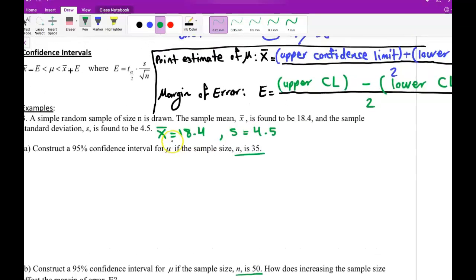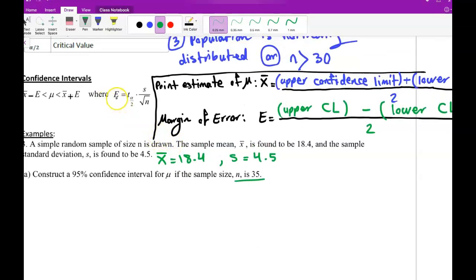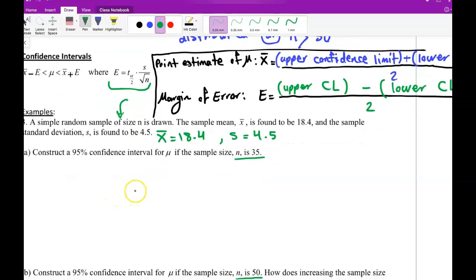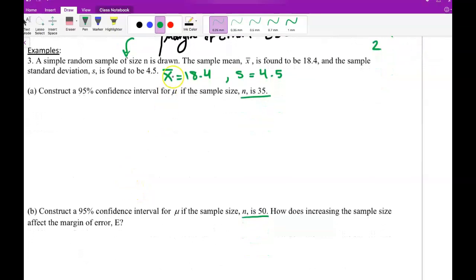So on this part, I want to find margin of error using this E equal to t value times sample standard deviation divided by square root of sample size. So we're going to use this one here on this part. So what I have here is for 95% confidence.